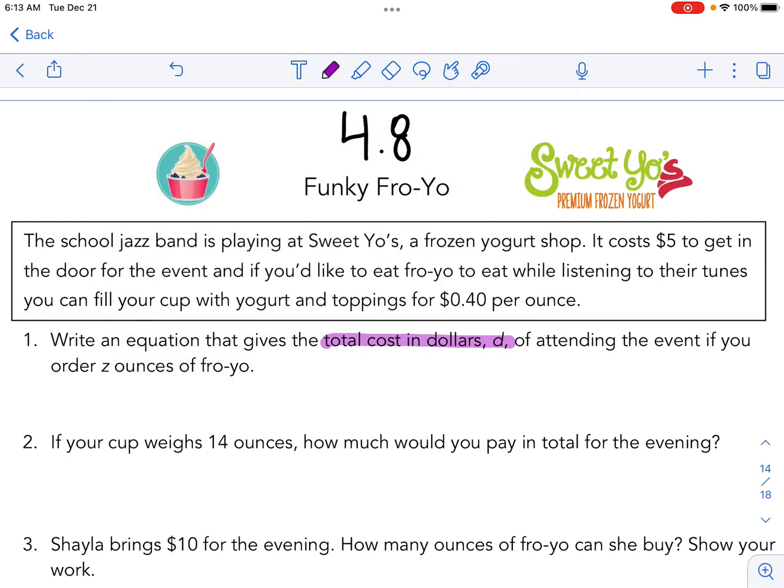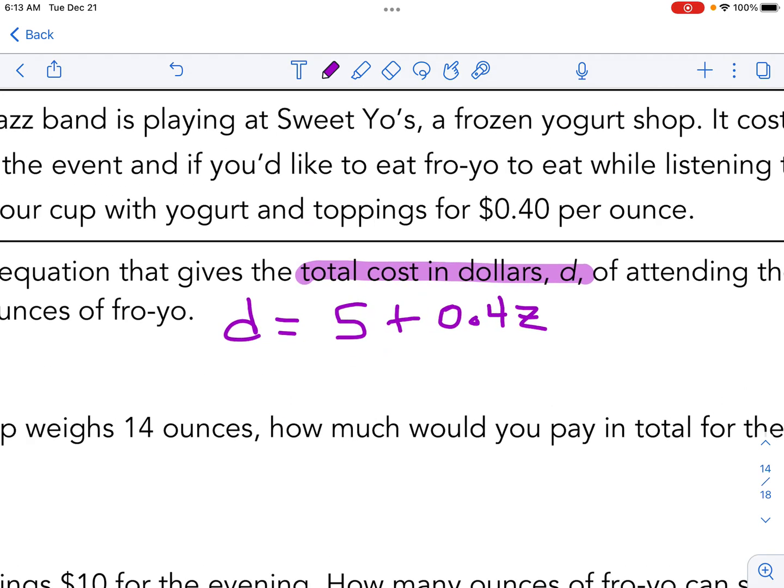So we're talking about the cost for attending the event. That cost is going to be a combination of how much you had to pay to get in, which was $5, and then let's assume you have some yogurt. So we're going to add on the cost of the yogurt. At 40 cents an ounce, or 0.4 of a dollar per ounce, we're going to pay 40 cents for every ounce of yogurt that we have. So there's a function that provides us the amount of money we need to spend at this event.